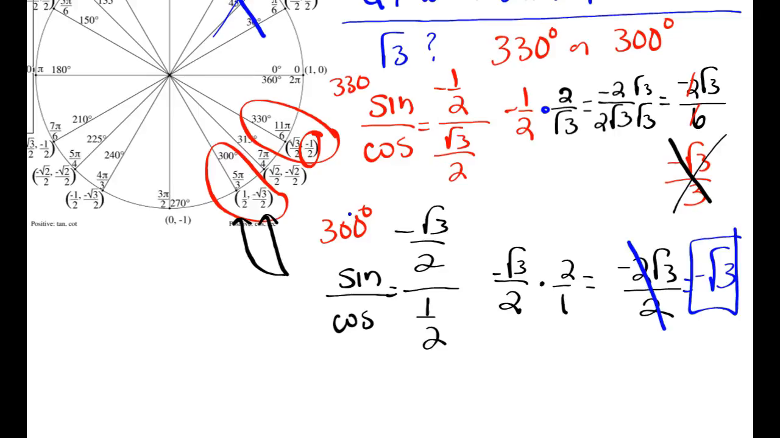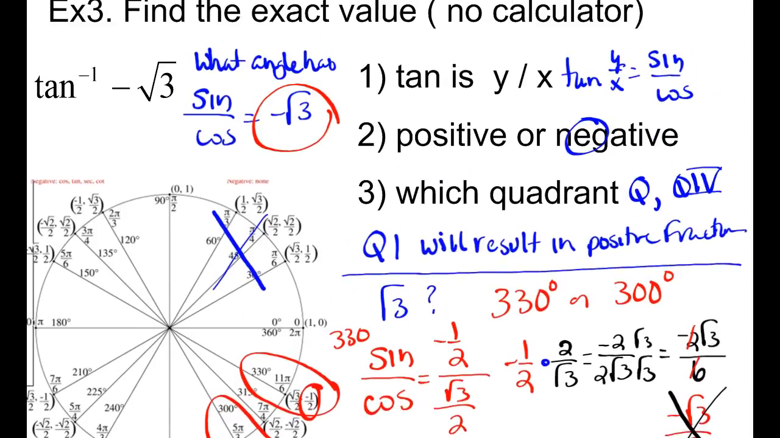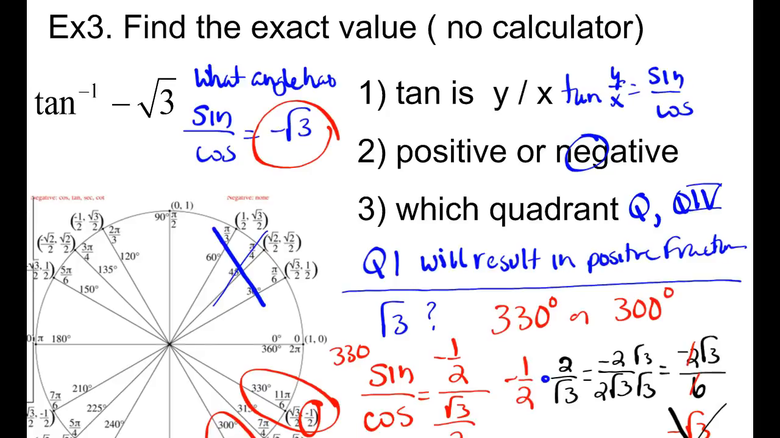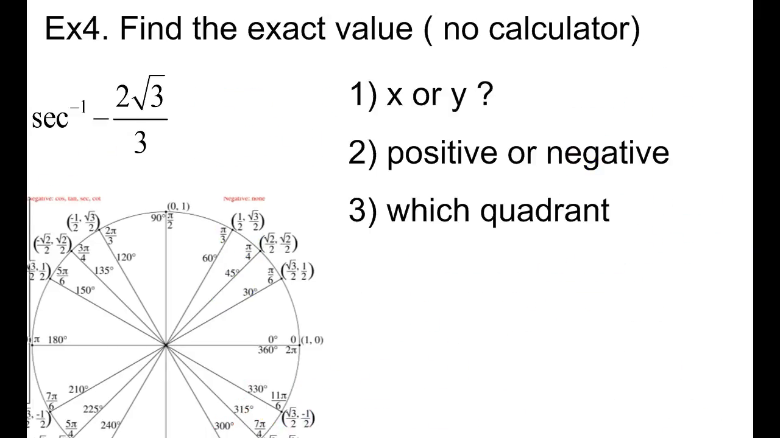So what is the inverse tangent of negative radical 3? Your answer is 300 degrees. All right, let's try another one.